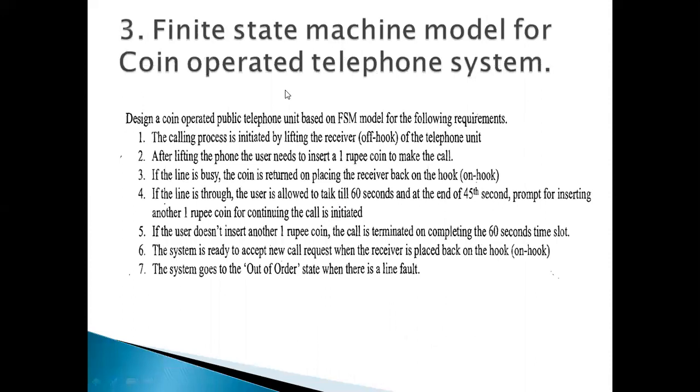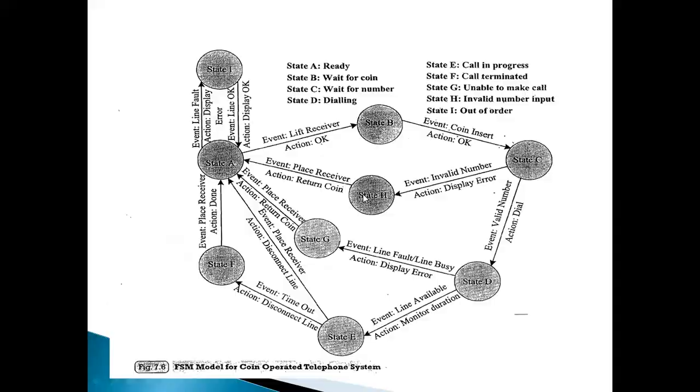Next is the finite state machine model for a coin operated telephone system. One more example is the coin operated telephone system. It's a very complex system. Here there are different states, n number of states. In coin booths, the system continuously waits for the coin to be inserted.